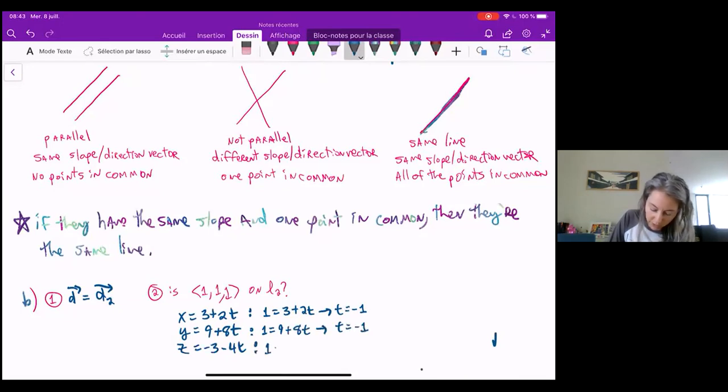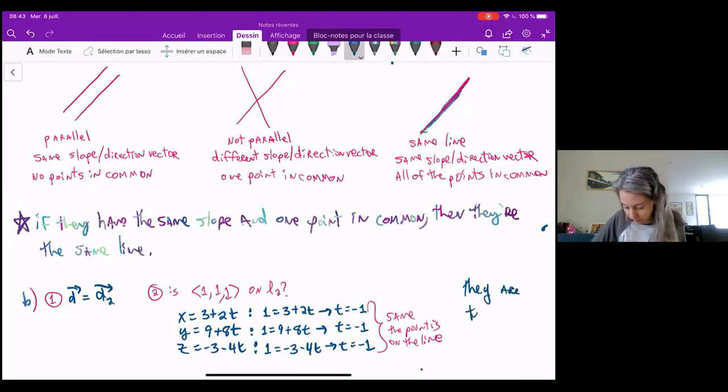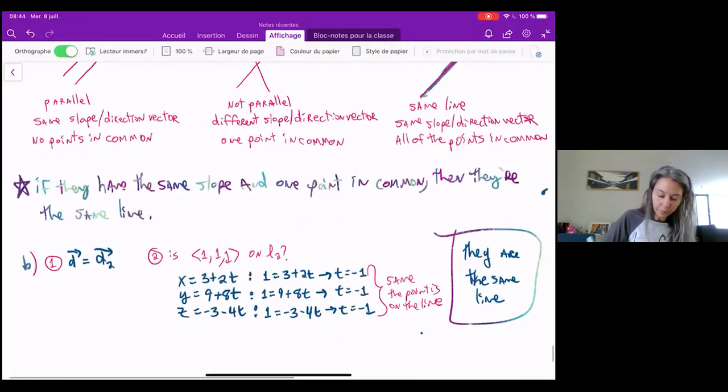And here 1 equals negative 3 minus 4t. And guess what? This also gives me t equals negative 1. So these are all the same. So the point is on the line. These are the same line. They are parallel and they have a point in common. Okay, so then let's just look at the last one, C.